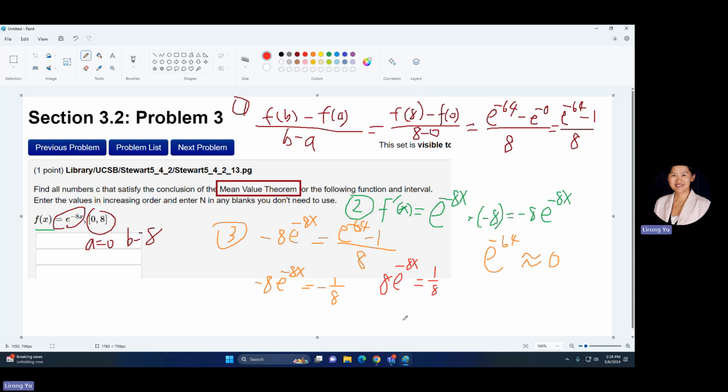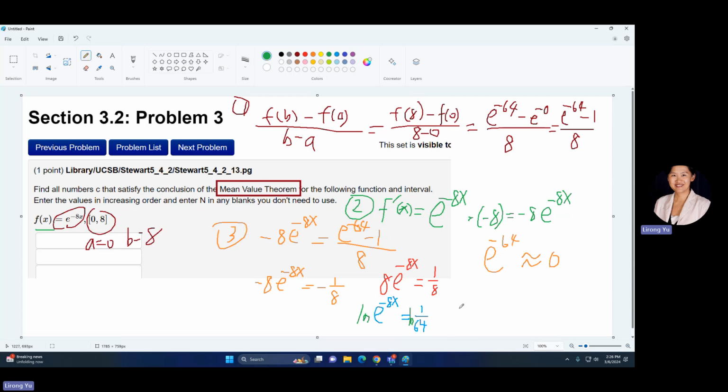And then we divide both sides by 8. Then you have e to the negative 8x equal to 1/64. Right? You divide by 8, so the 8 adds to the denominator. And then we are at the part where you have to get rid of the e. The opposite of e is the logarithm. So we take the natural log of both sides of the equation: ln of the left equal to ln of the right.